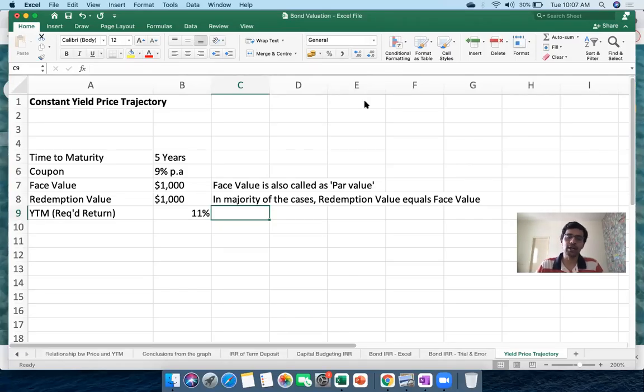Hi everyone, welcome back. In this session, we're going to discuss a topic named constant yield price trajectory. Now, before explaining what constant yield price trajectory is, let me start off with an example.